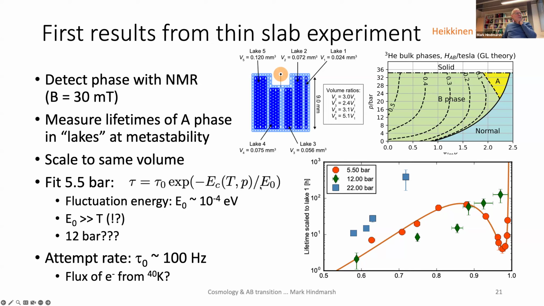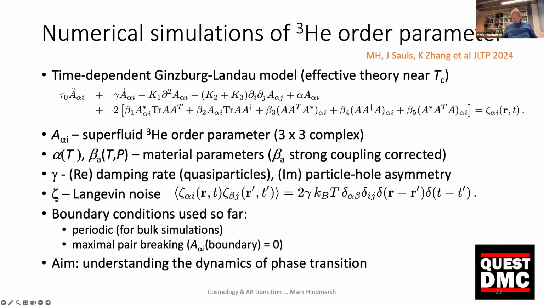But this E0 has got nothing to do with the temperature. It's actually roughly 10 to the minus 4 electron volts, which is of order 1 Kelvin, not a millikelvin. And this shape is very puzzling as well. It's kind of a little extra bump here. And also this attempt rate is difficult to understand as well. But we think it's got something to do with the radioactive particles that are being emitted from some potassium-40 in the experiment. All right, so how do we understand that?